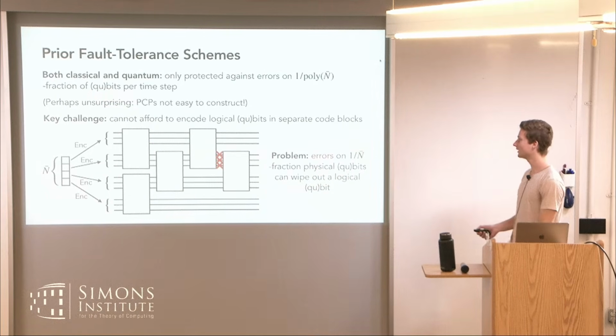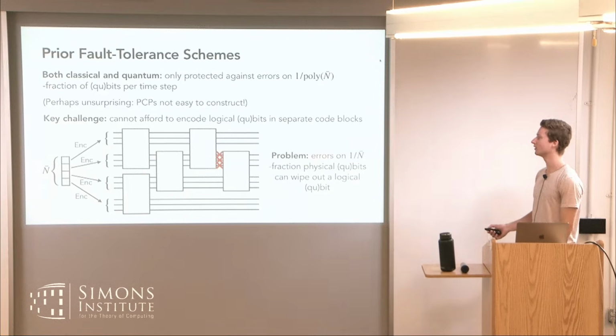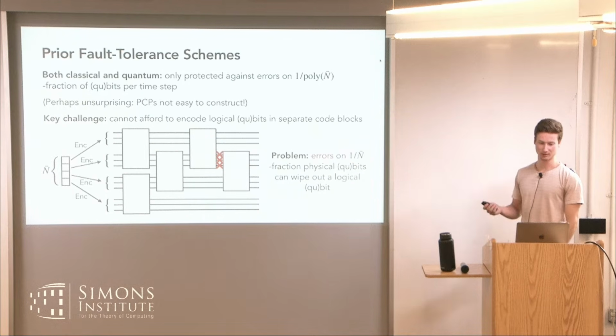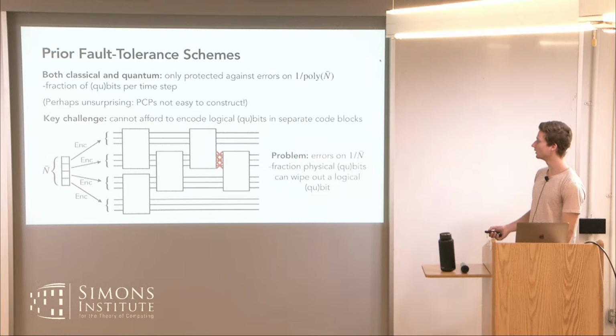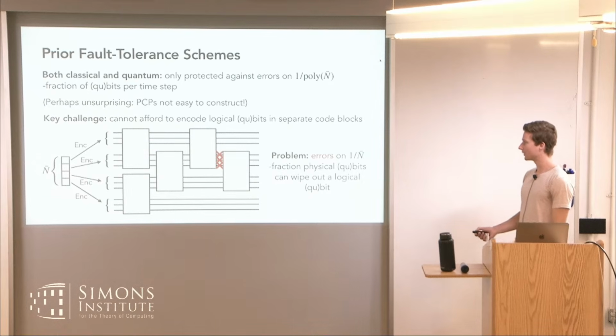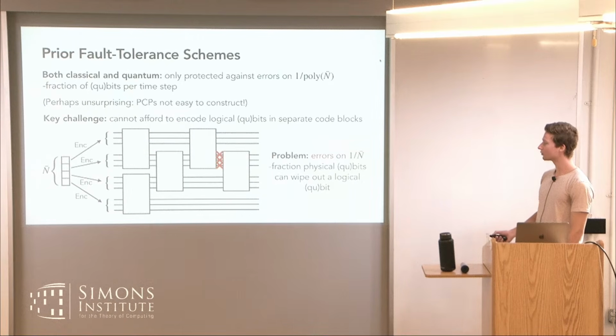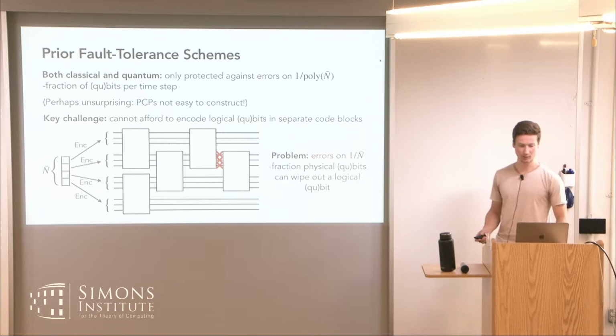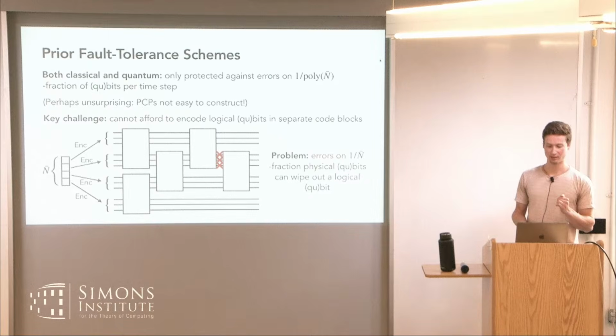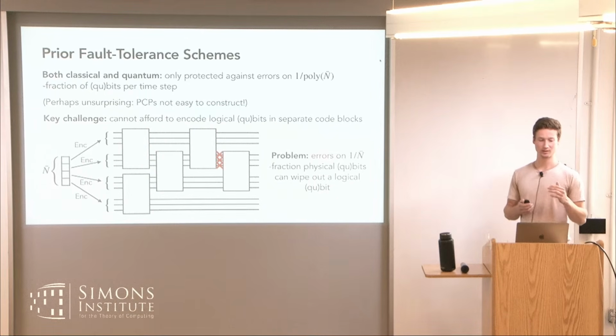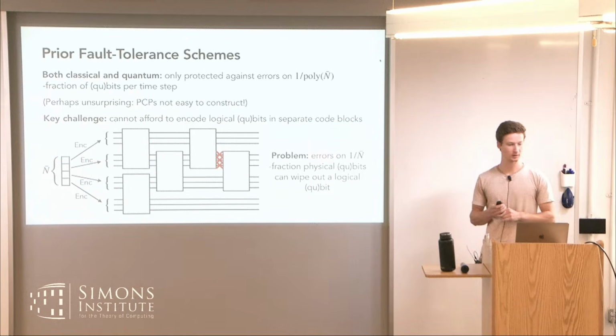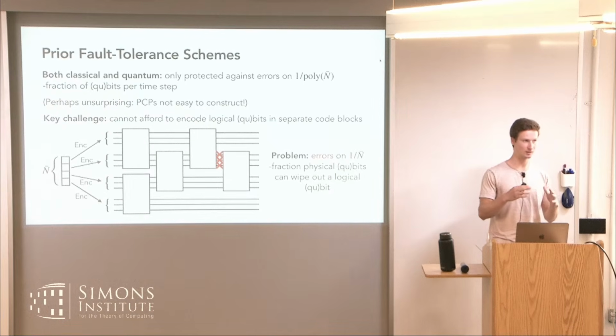This slide just says what the key challenges are in getting a fault tolerant scheme that's resilient to an almost linear number of adversarial errors. The key problem is that we can't afford to encode logical bits or logical qubits into separate code blocks, because then we could just corrupt a single code block and that would wipe out a single logical bit or qubit. That's a fairly cheap corruption, but it totally could mess up our output. So instead, we need a way of jointly encoding all of our logical qubits into one code block or a very small number of code blocks, and somehow operating fault tolerantly on this joint encoding.